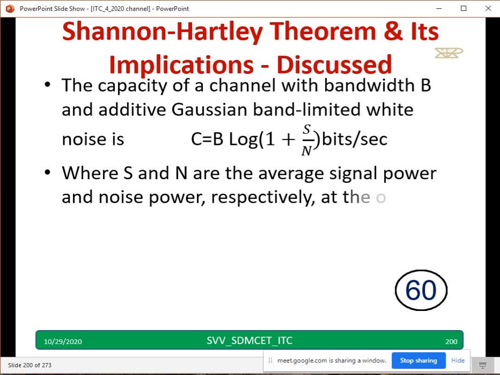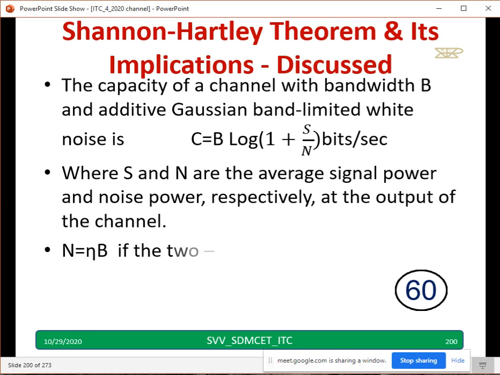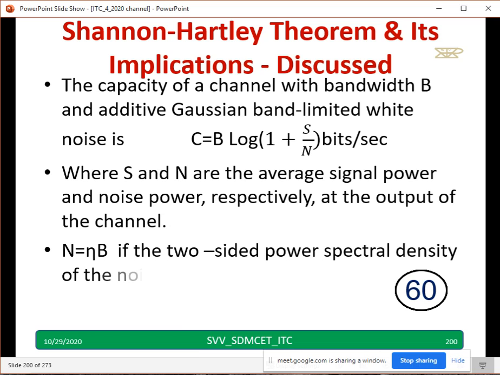Signal power and noise power, S by N, where S and N are at the output of the channel. C equal to B log of 1 plus S by N bits per second. Sometimes they may give a two-sided power spectral density. At that time you have to make use of N equal to eta into B, so that once you get N, you can calculate S by N.